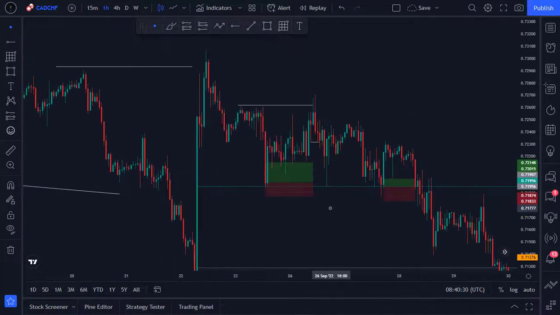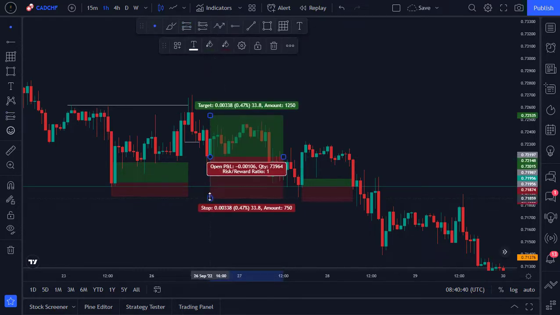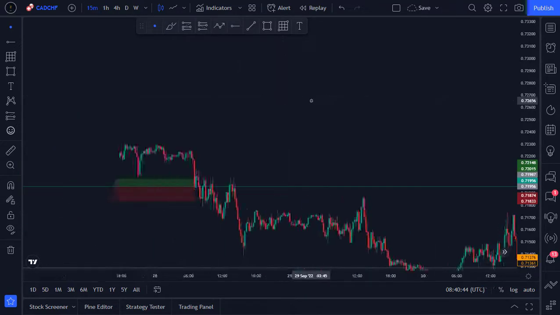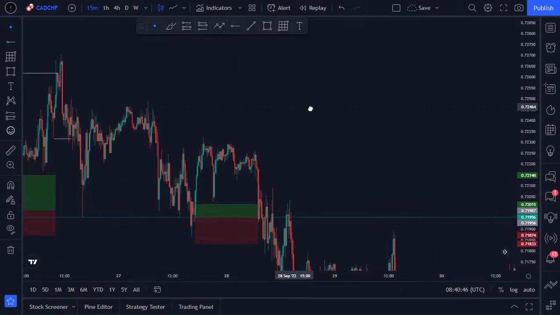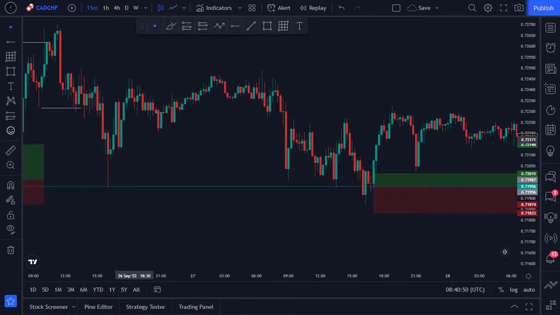I did not enter this one, because you can see this 1 hour candle was too big from my entry. If I was to enter maybe from here, the stop loss would have been a bit big because of that candle. Or if I was to look at it on the 15-minute time frame, you can see the candle is also big. So I could not enter this one over here.